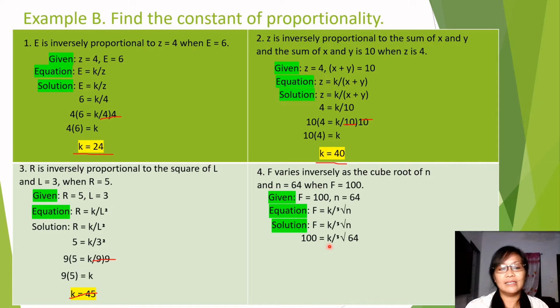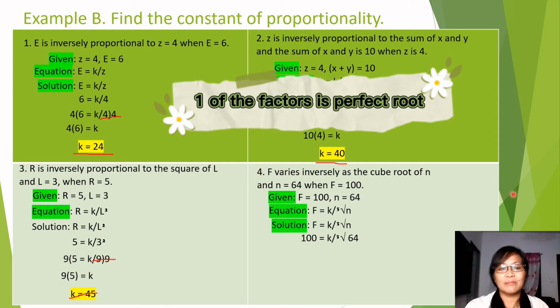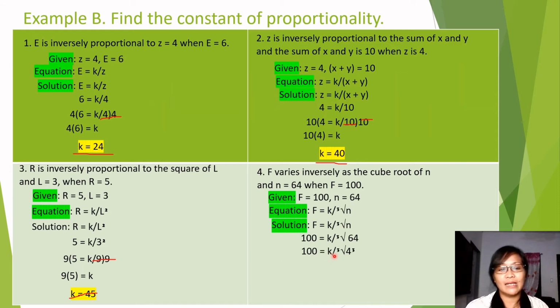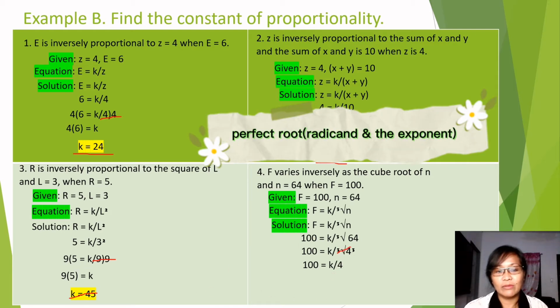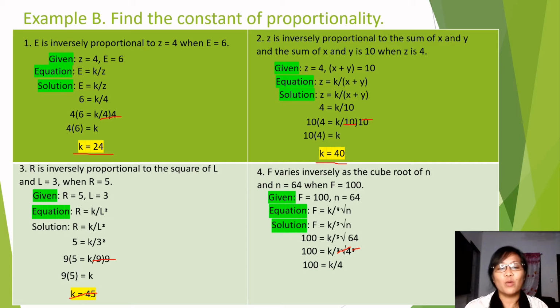F is equal to 100 is equal to k all over cube root of n, where n is equal to 64. To extract the cube root, we first need to find the factor of 64 that is a perfect cube. So we have 100 is equal to k all over cube root of 4 cubed, because 4 cubed is equal to 64. Next, we cancel the cube and the cube root. When they are removed, what remains is the radicand. So we have 4. Therefore, we have 100 is equal to k all over 4.